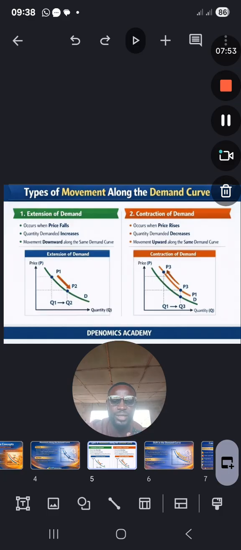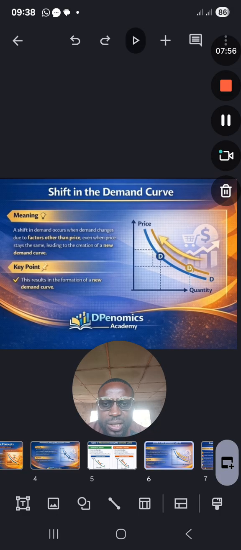What do you understand by a shift in demand curve? Now, a shift in demand curve occurs when demand changes due to factors other than price, even when price stays the same, leading to the creation of a new demand curve. The key point here is that the result is the formation of a new demand curve. Now, a shift in demand can be either to the right or to the left. A shift to the right is an increase in demand, and when it shifts to the left, it is a decrease in demand.